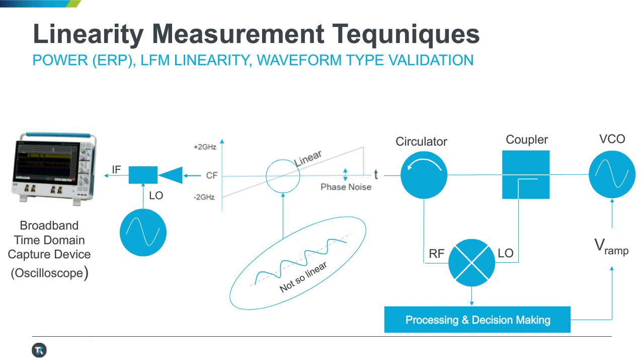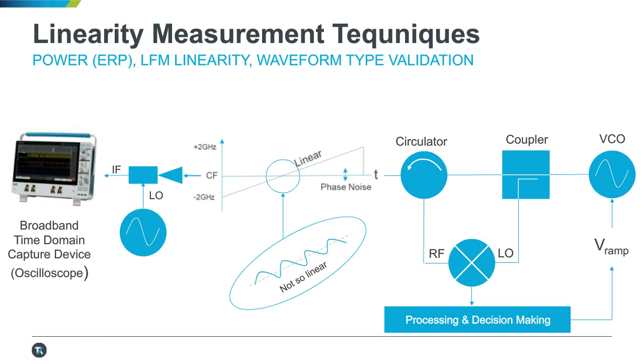And we can measure the linearity of the chirp not only in how linear it is, but what's the frequency response of the received signal, and again, what's the phase response of the received signal as well. All key measurements for understanding the performance of your transmitter.